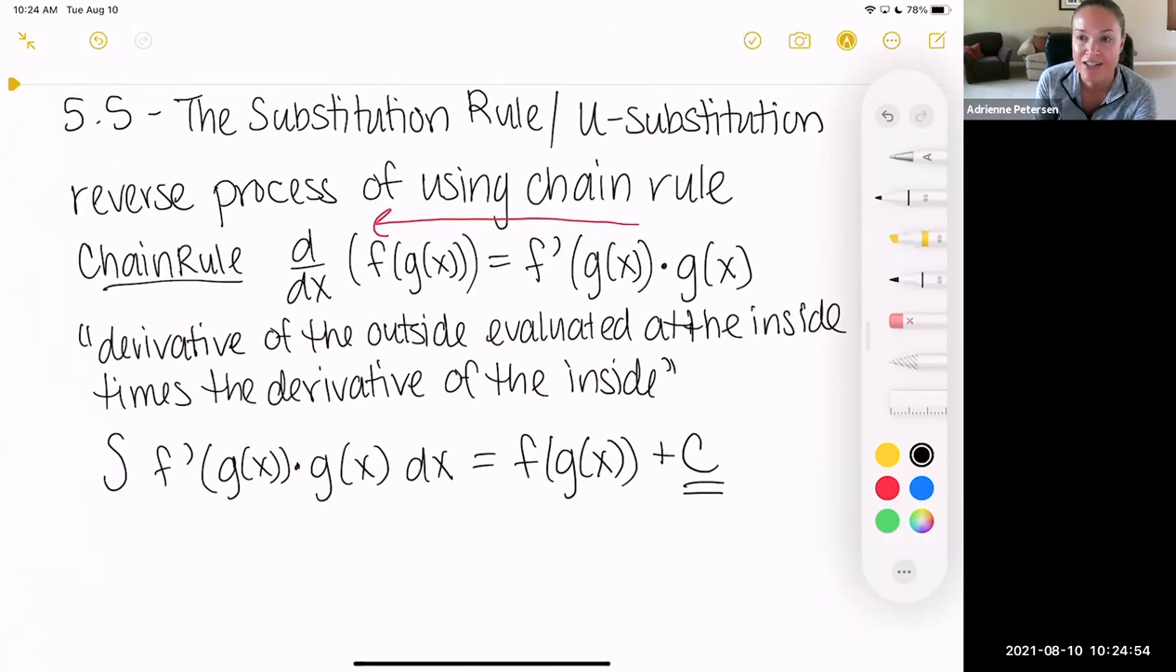So the challenge is, in most cases, the integral isn't going to be set up perfectly for us. We're not going to see exactly that f prime of g of x times g prime of x. Oh, what did I miss? I messed something up here, right? The derivative of the inside. Sorry about that. The derivative of the outside evaluated at the inside times the derivative of the inside. Sorry, I dropped a prime there.